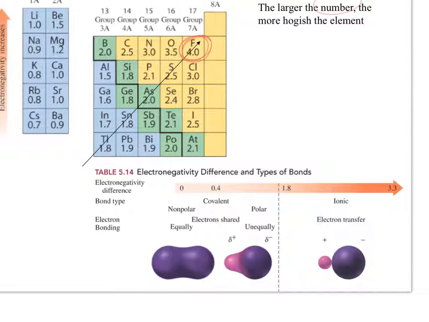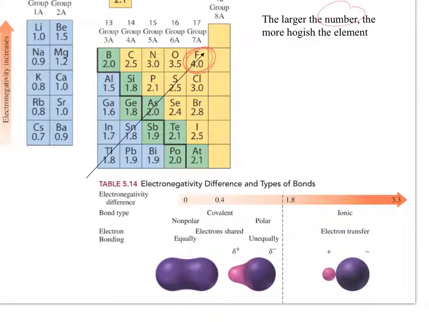If you compare the numbers, for instance, let's say you have a CF bond. Fluorine has an electronegativity of 4.0. Carbon has an electronegativity of 2.5. If you subtract the two, the difference for the CF bond is 1.5. Now, depending on where that number lies, you can determine if you have an ionic bond, like between sodium and chlorine. I'll show you that in a second.